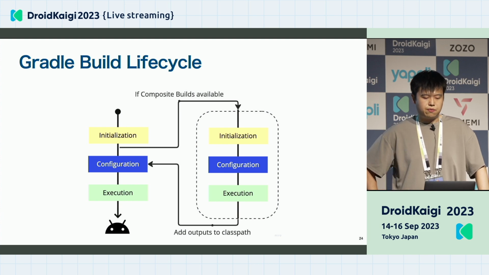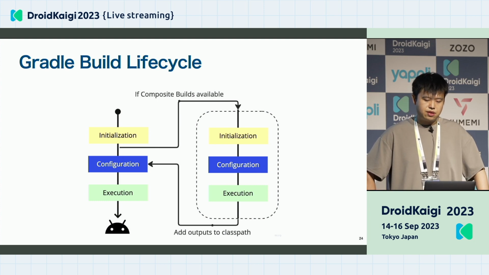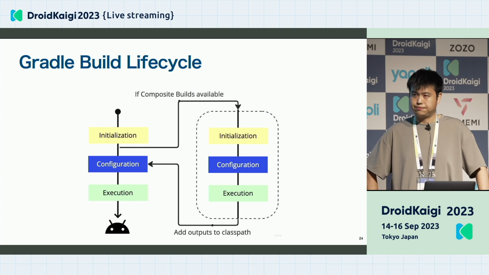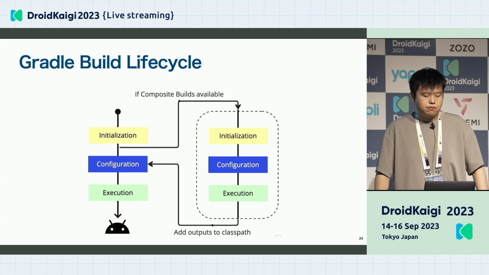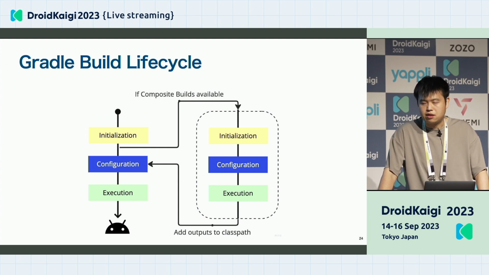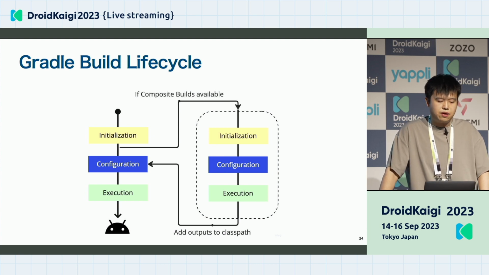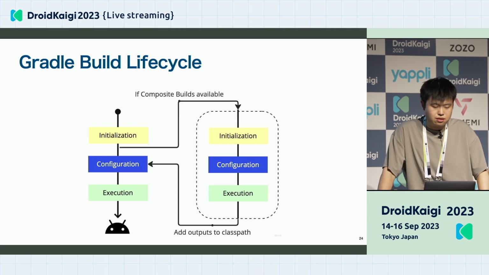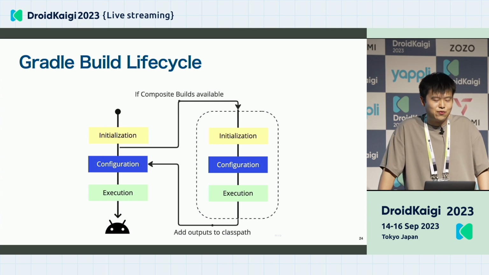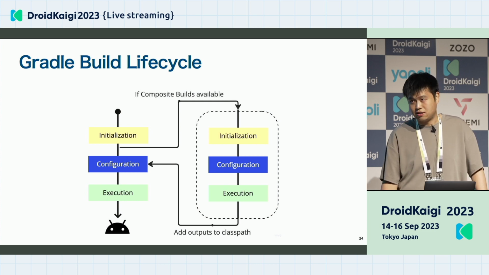Composite builds will be built before completing the configuration phase of the project. The build of the project will wait for the composite builds' completion. After composite builds complete, the outputs of composite builds are automatically added to the class path of the project. And then the configuration phase and execution phase will be processed in order. So to improve Gradle build performance, we should consider caching for each phase to speed things up.